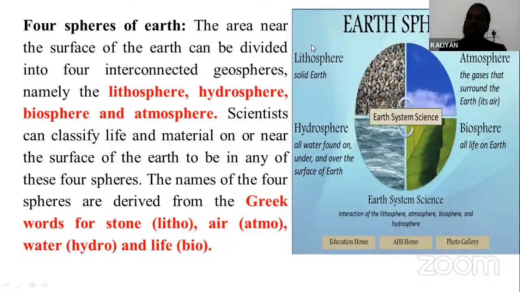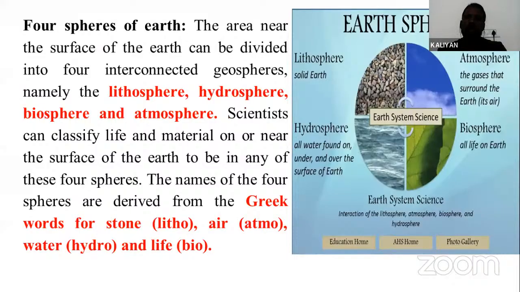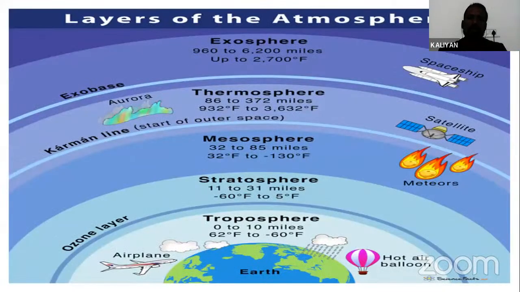Mostly atmosphere is very important among these four spheres, so I will only go through the atmosphere. There are different layers in the atmosphere. One is the troposphere, stratosphere, mesosphere, thermosphere, and exosphere. So troposphere is the normal weather condition where we live, with clouds and rain and where airplanes fly. This is called the troposphere. The distance is 0 to 10 miles, and temperature is 62 degrees Fahrenheit to minus 60 degrees Fahrenheit.